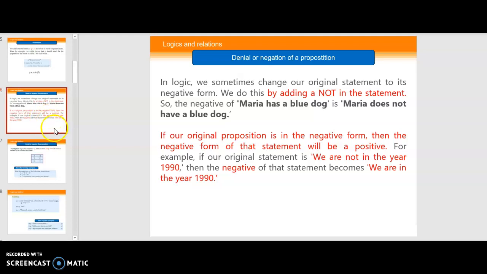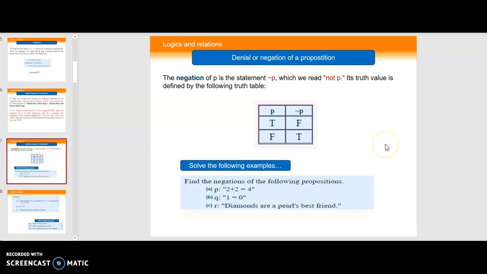Okay, let's continue to the next one, to slide 7. Here we have the truth values. The negation of P is the statement. We use this sign. This is the symbol that we are going to use to deny the negation, which we read "not P," the denial. Its truth value is defined by the following truth table. Here we have a truth table with the proposition P and the denial of P. If the proposition P is true, if we deny the true, we get false, just the opposite. The negation of true is false, and the negation of false is true.